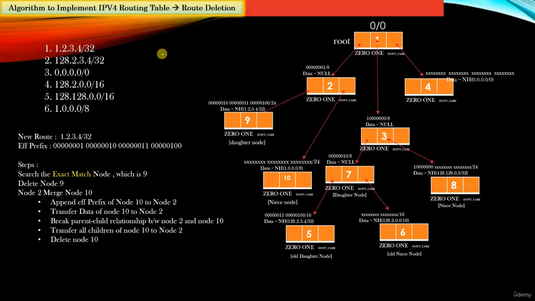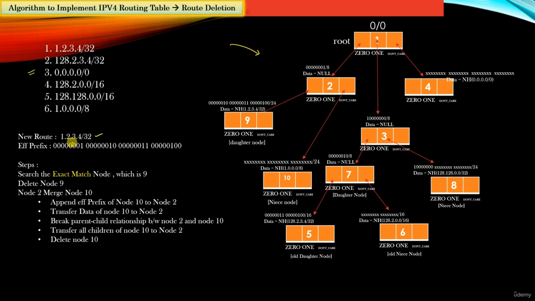So guys, now let us go through the example in which we are going to discuss how a route can be deleted from the M-trie data structure. You can see that this is the M-trie data structure which is already built, because at this point in time these 6 routes have been inserted into it. Now let us delete each of these routes one by one, starting with the first route.